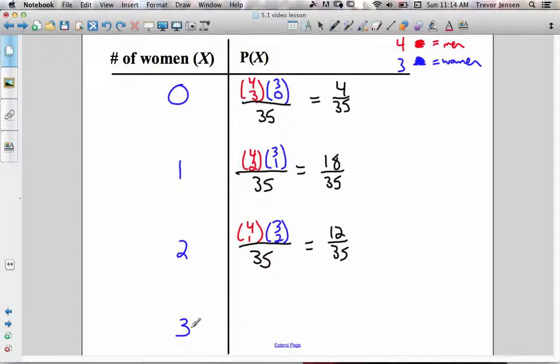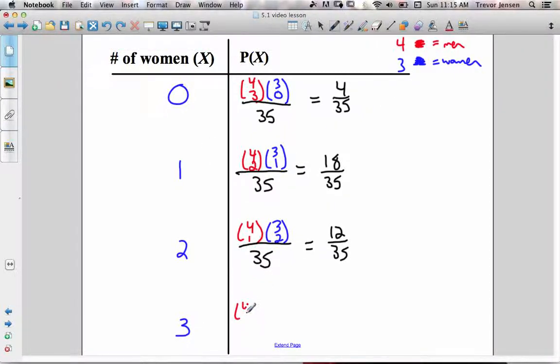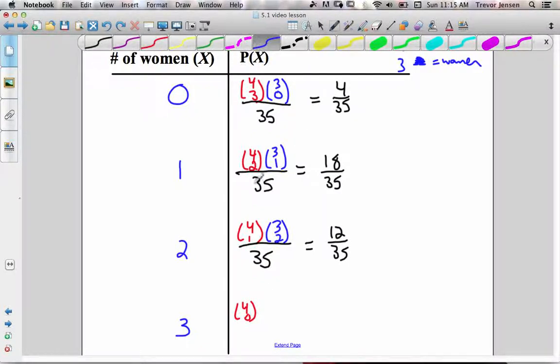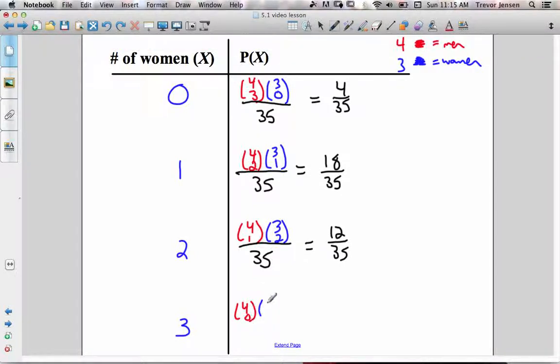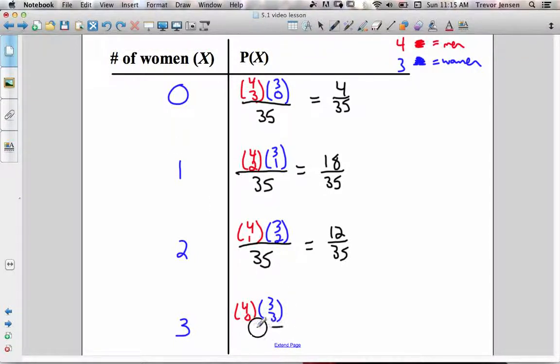Now, if on my committee I'm going to have 3 women, that means I'm going to have 0 men. So 4 choose 0. You don't need to include that one because that just has a value of 1, but you can if you want. And I'm going to choose all 3 of the women. And I'm going to divide that by the total number of possible committees. And I'm going to get 4 choose 0 is 1, 3 choose 3 is 1. I have 1 over 35. So there's my completed probability distribution for the number of women that could be on a committee of 3.